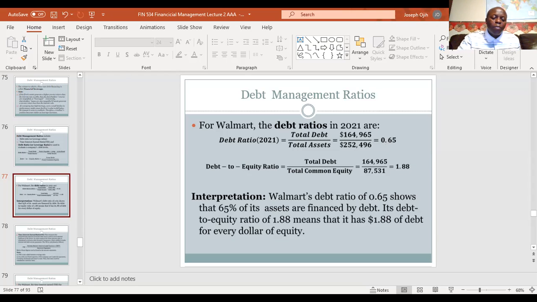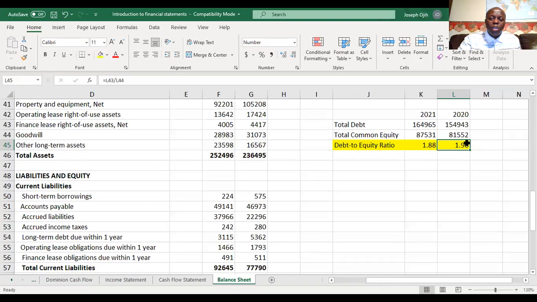Now, if you look at the other year, which is 2020, for each dollar of equity, it has $1.90 of debt. So if you have $1 million in equity, it has $1,900,000 of debt. That doesn't look that good. So you have more debt than equity. Now, sometimes if Walmart is doing a project, maybe expanding their operation in other countries, this might not be bad because they use debt to finance their operation. That kind of expansion can bring future profit and future value.